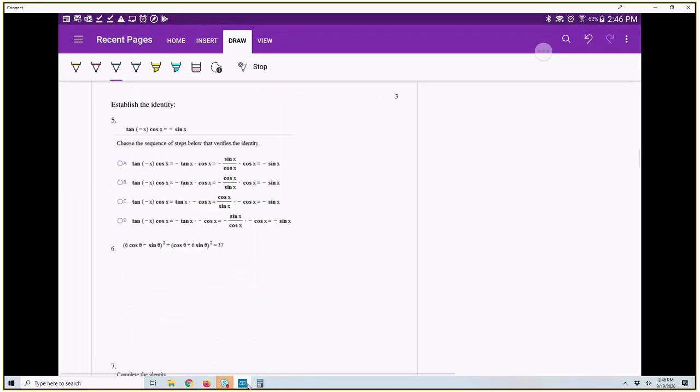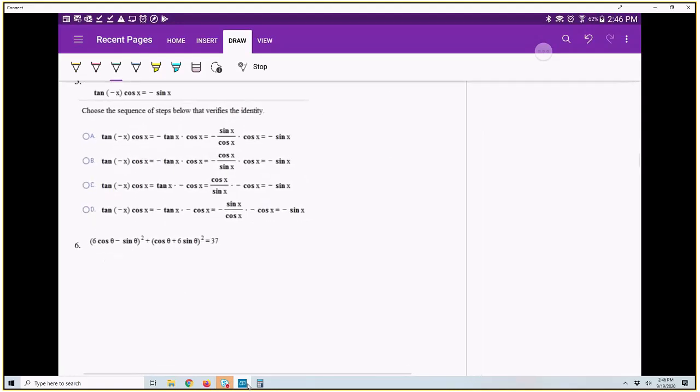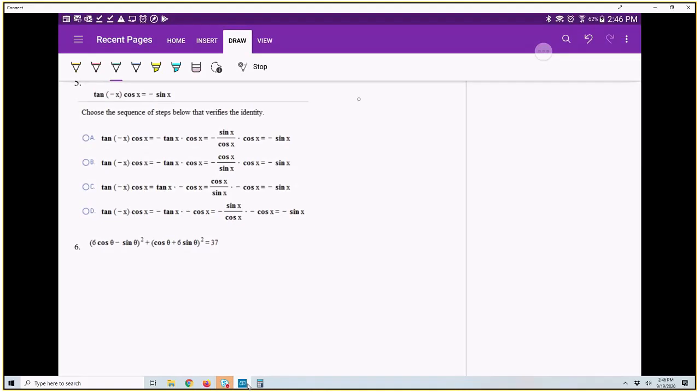The next identity is asking us to understand the proof from left hand side to the right hand side. So let's see whether we can understand it. I will just do it separately. So the left hand side is tangent of negative x times cosine x. Remember, tangent is odd, so you can write it as minus tangent x times cosine x, which is equal to minus sine x over cosine x, the ratio identity for tangent. And then finally, I cancel the two cosine x's and I get minus sine x.